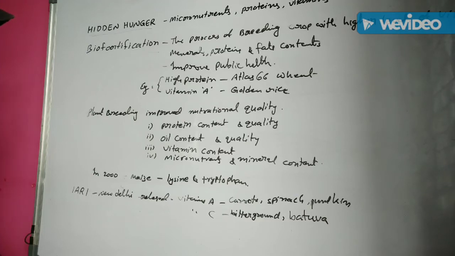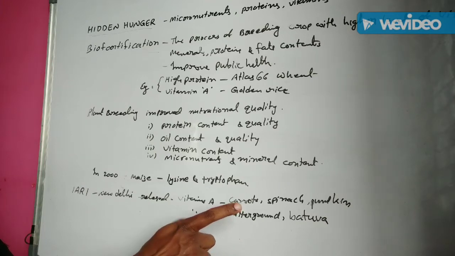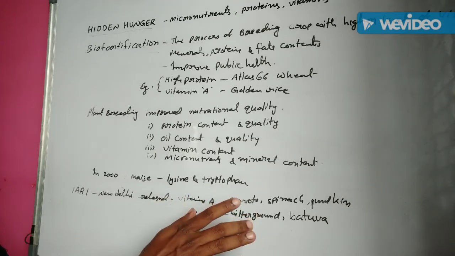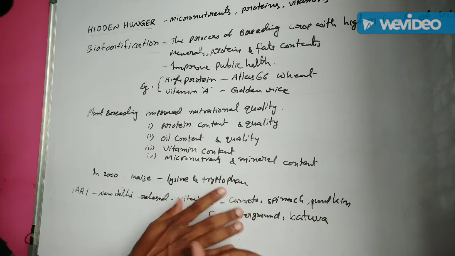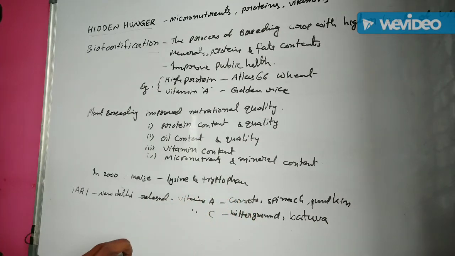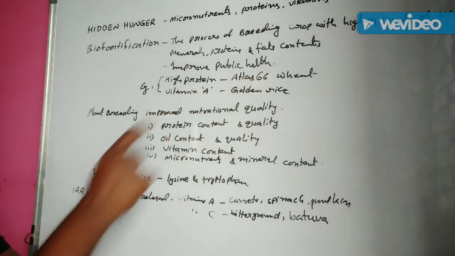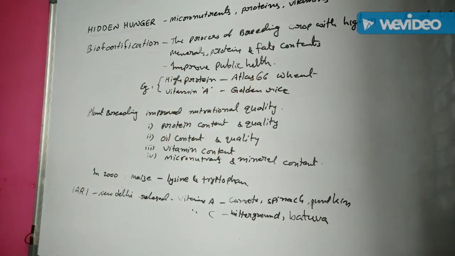Next one. In 2000, maize hybrid varieties were developed that have twice the amount of amino acids. What type of amino acids? Lysine and tryptophan amino acids, compared to existing maize hybrids. And also the wheat variety, you know already, Atlas 66, has high protein content.